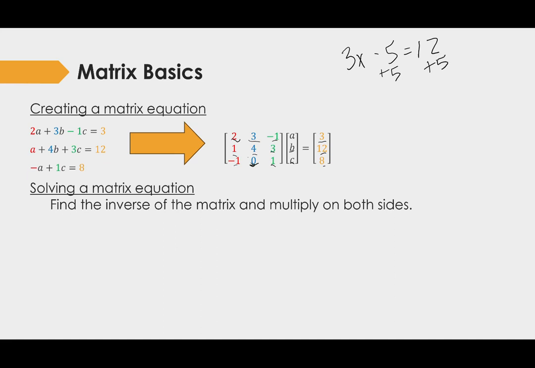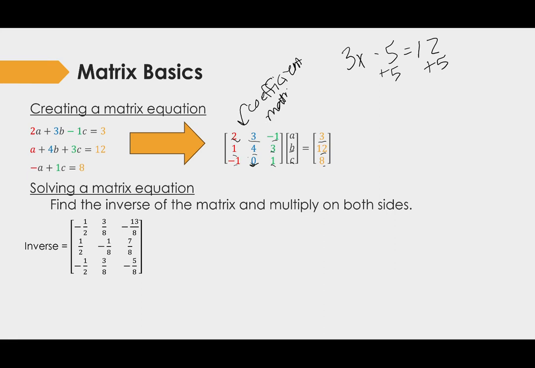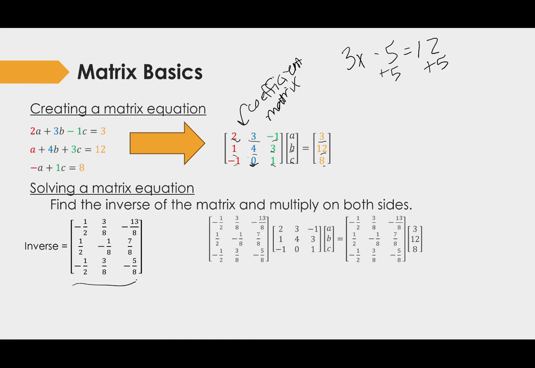Now there are ways to find the inverse yourself, but today we're going to have inverses made for us in Excel. So here's one already made of that. We call this on the left the coefficient matrix. Okay, so here's the inverse of that coefficient matrix, and we're going to take it and multiply that inverse on both sides of the equation.